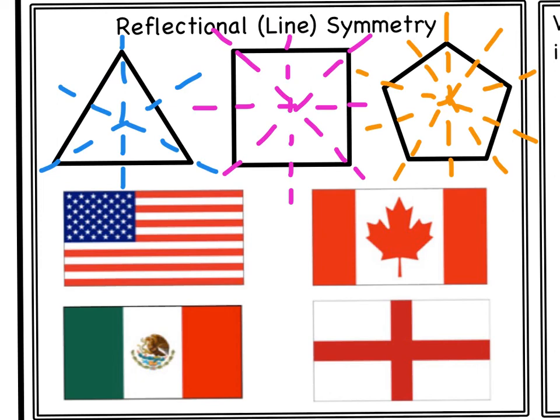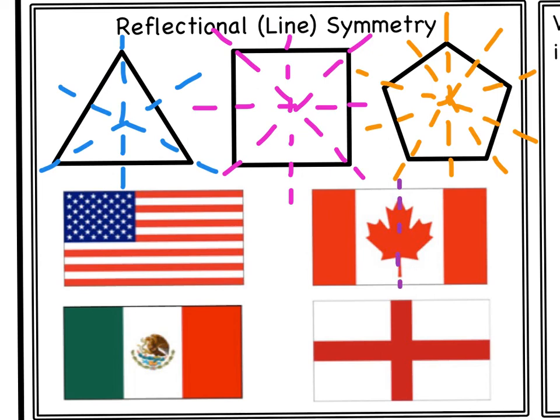Now let's look at the Canadian flag, which is next. The question is, does this have reflectional symmetry? And the answer is yes. This particular figure is going to have 1 line of symmetry, and that's going to be straight down the middle.